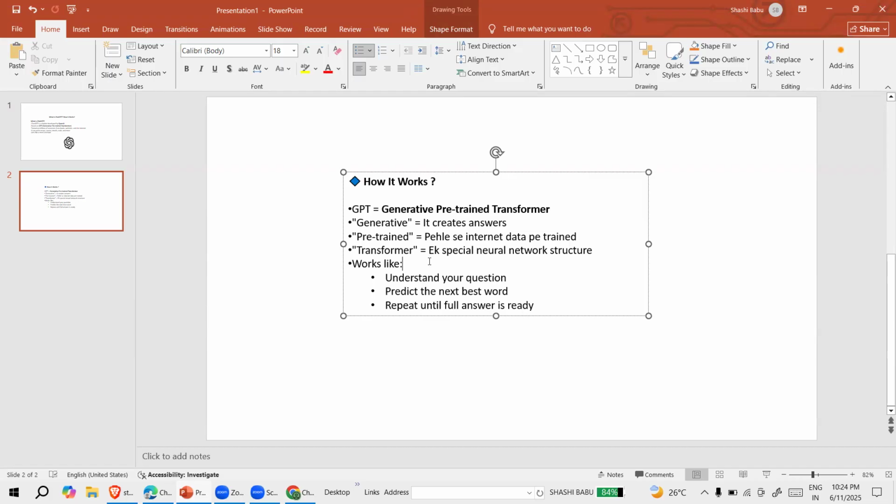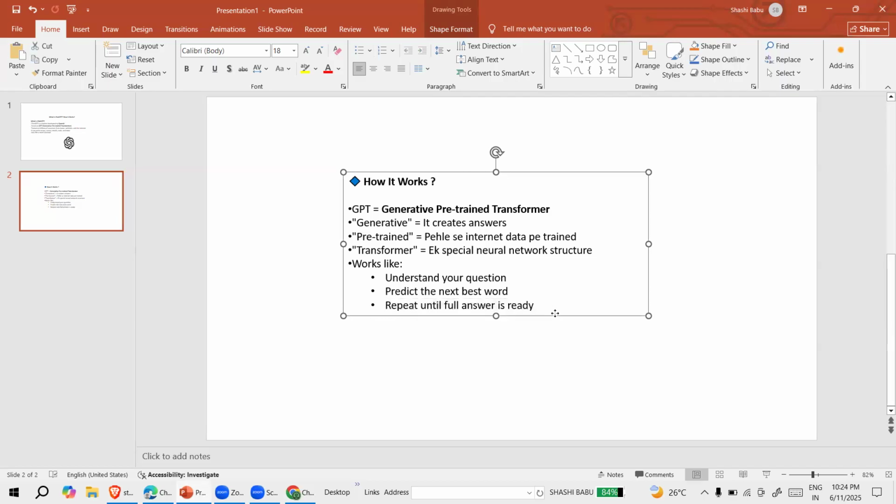In electrical form, at the same time, the transformer works. It is a special structure of man-made neurons. It works like this: it understands your question. When you ask any question, first of all it understands what the question is, then predicts the next best word. Whenever any person asks you a question, first of all we need to think, but here ChatGPT predicts. It repeats until the full answer is ready.